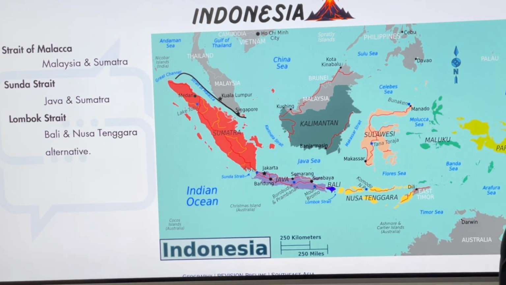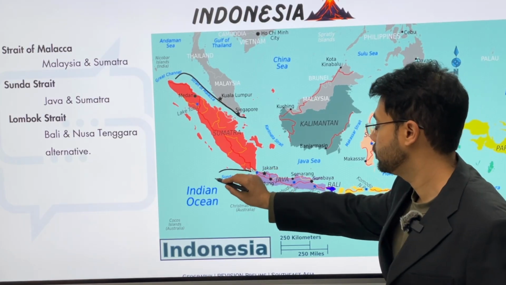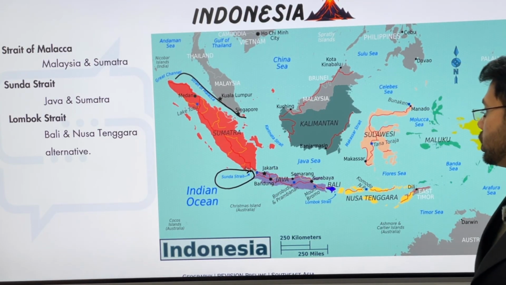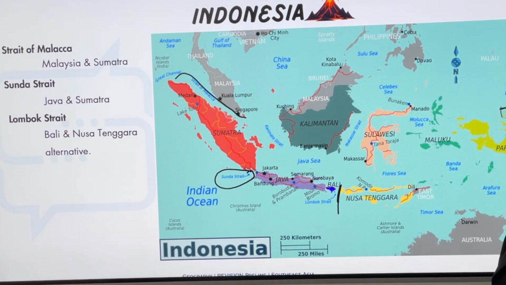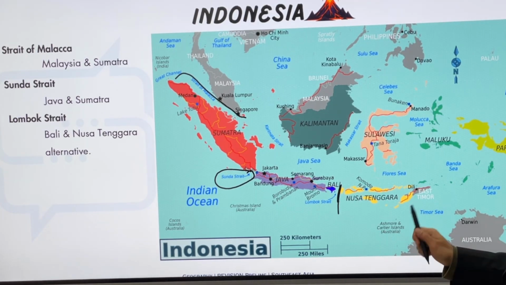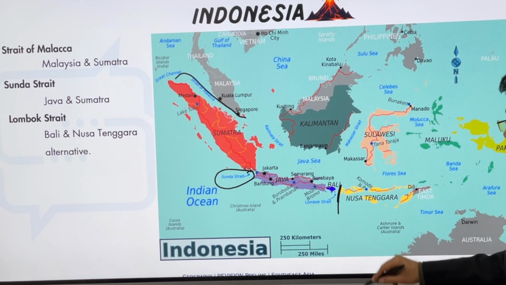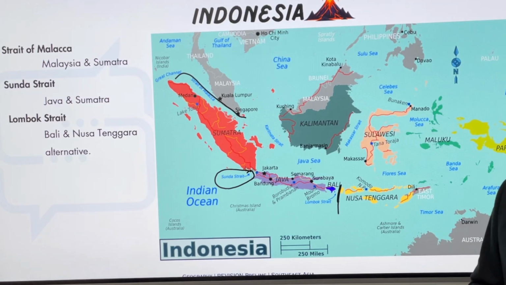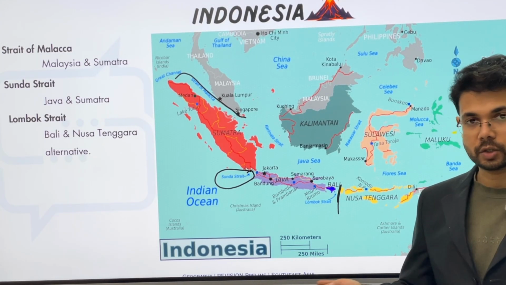One is the Strait of Malacca. Then there is the Sunda Strait between Sumatra Island and Java Island. Third is the Lombok Strait. It is close to Bali. Now, Lombok Strait is also an alternative to the Strait of Malacca because Lombok Strait is deeper, and deep water makes navigation easier. That's why it is here.